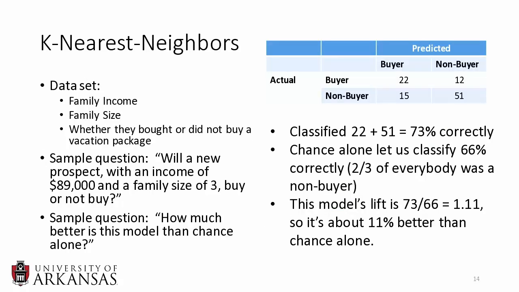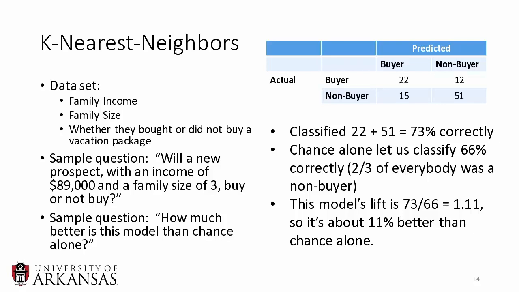In our class, the students did K-Nearest Neighbors on a data set that included family income and family size, and the target variable was whether they bought or did not buy a vacation package. And our sample question is, will a new prospect, so this is our question mark, with an income of $89,000 and a family size of 3, will they buy or will they not buy? And then the next question is, how much better is this model than chance alone?